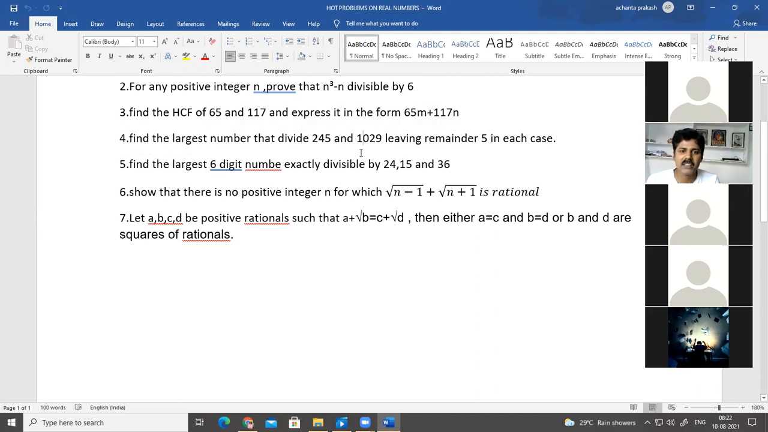Find the largest number that divides 245 and 1029, leaving remainder 5 in each case. Then how do I have to approach?